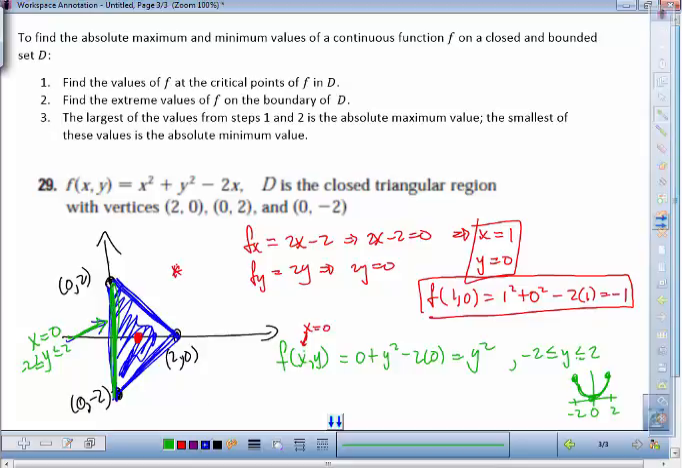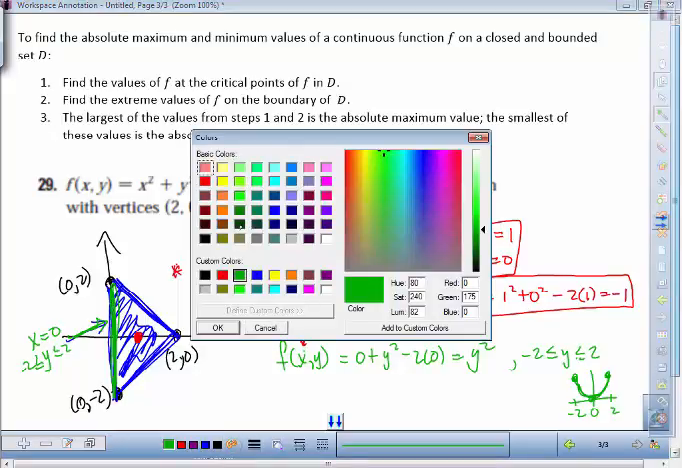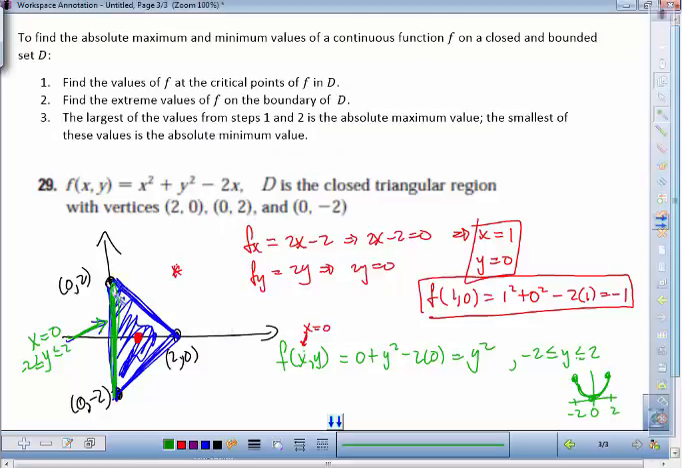So I will need to consider what color? Maybe a darker green. That looks dark green. I didn't change the color. Did I change the color? Anyways.